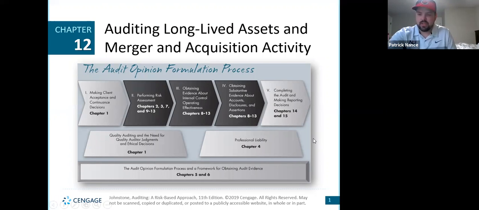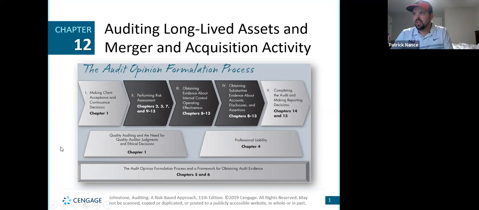Okay, this is auditing, the first lecture of chapter 12, the last chapter of the semester. So we will get through this. It is a shorter chapter than some, so I would anticipate 2 to 3 lectures. I'm hoping not to break it into 4, but we'll see how the time goes as we go along.